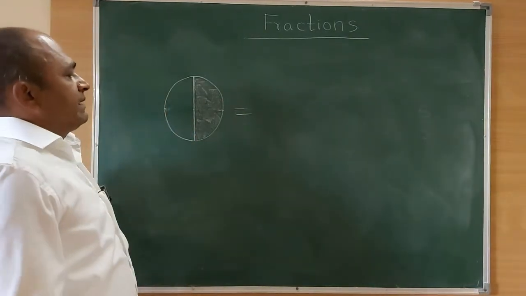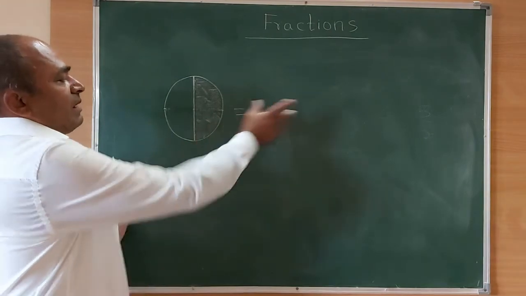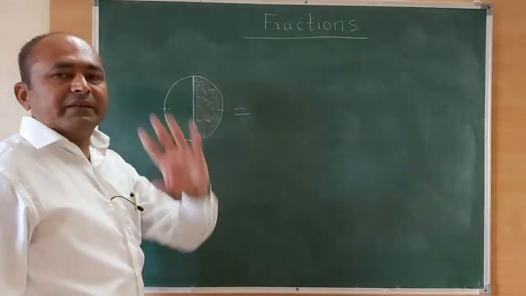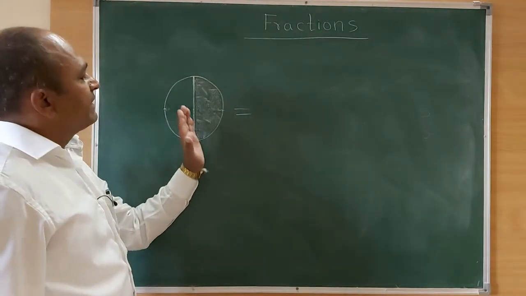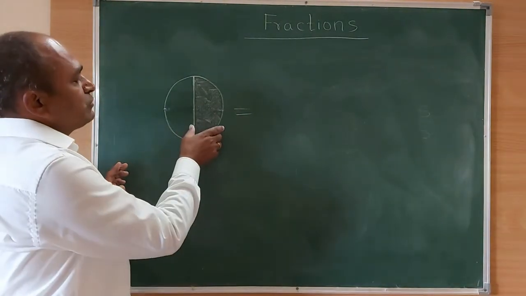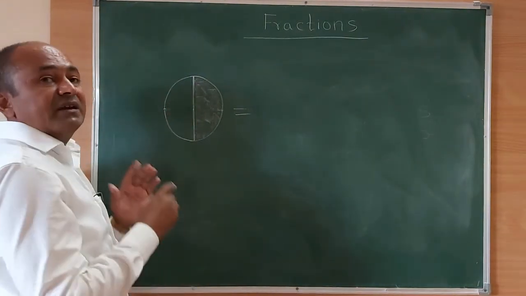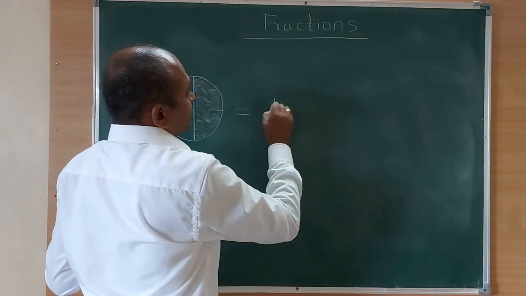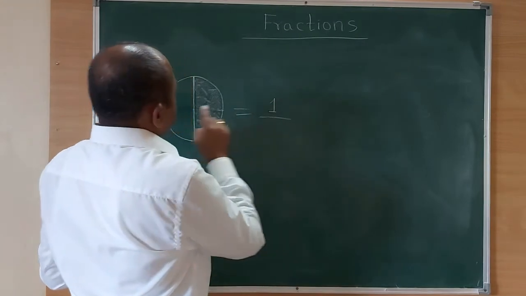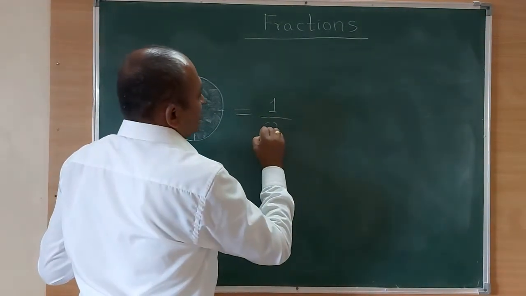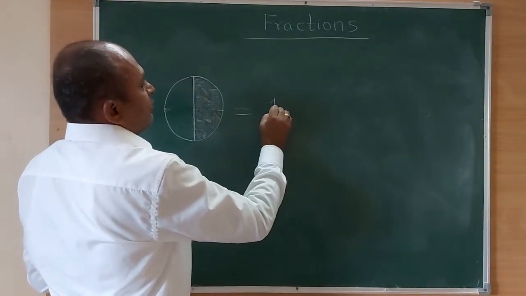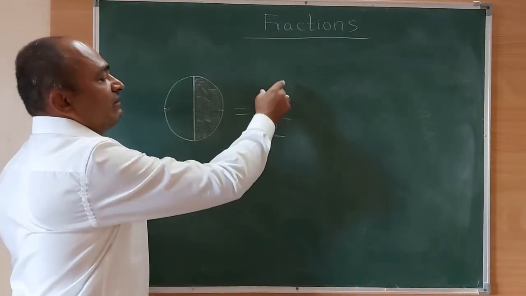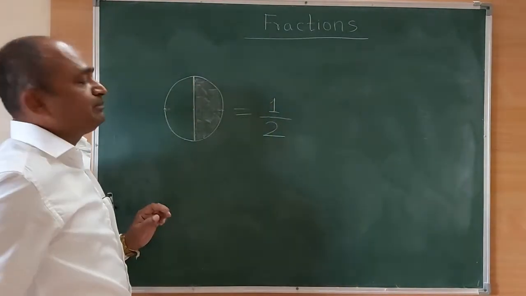This shaded part, I am giving it to Pawan. We are giving this shaded part to Pawan, which means how much part of this chapati are we giving to Pawan? The chapati is divided into 2 equal parts, and out of that we are giving only 1 part to Pawan. That means we are giving half part to Pawan.